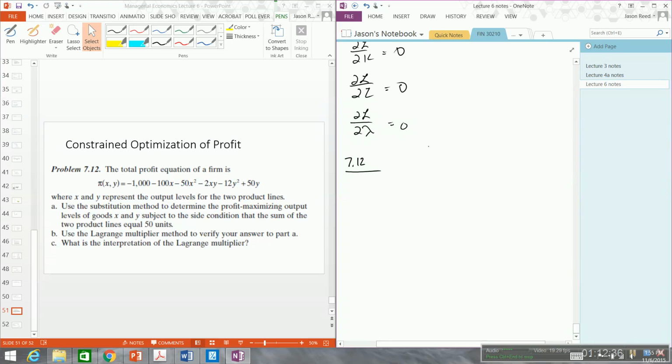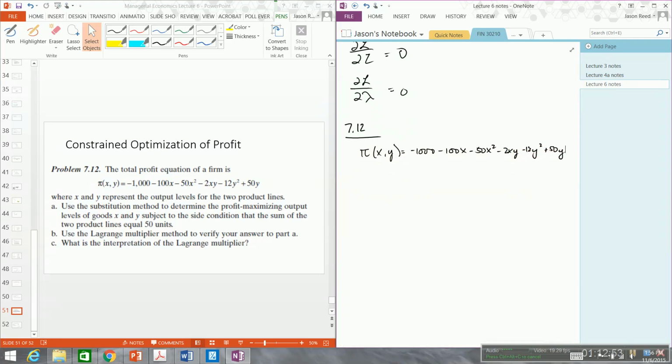So we have a total profit equation. Profit of x and y is equal to negative 1,000 minus 100x minus 50x squared minus 2xy minus 12y squared plus 50y. Now x and y represent the output levels. Part A says use the substitution method to determine the profit maximizing output level of x and y, subject to the side condition that the sum of the two product lines equals 50 units. So we have subject to x plus y is equal to 50.